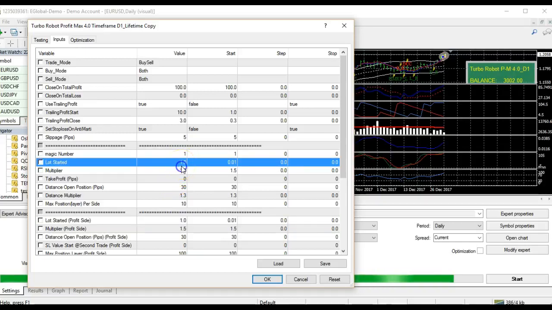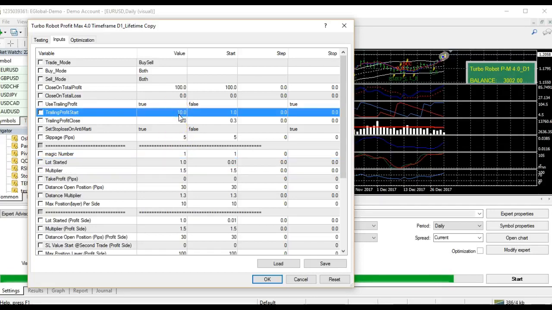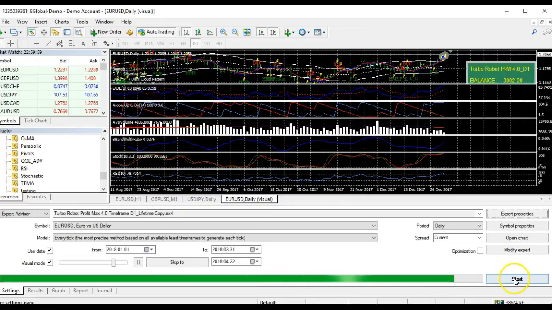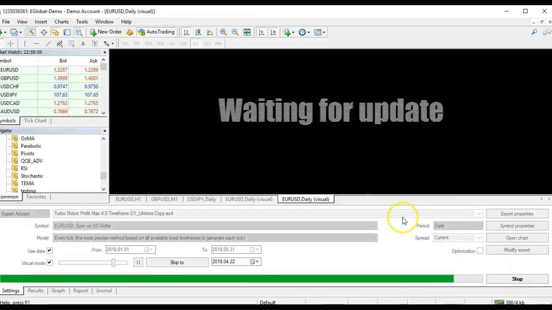All right, the reason why I'm putting this here is because I want you to understand that if you put in this lot start, you have to change this as well, because we're going to use the trailing profit. All right, so I will close that, okay. And then I will start.